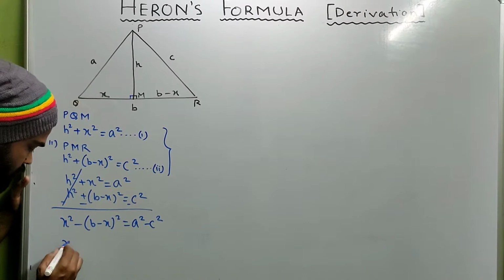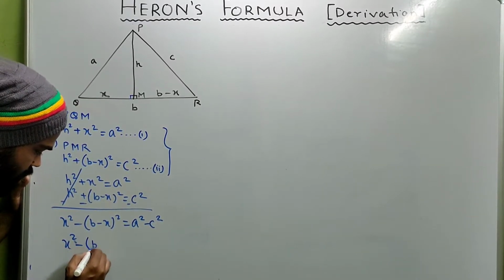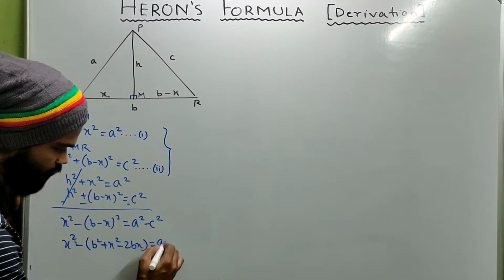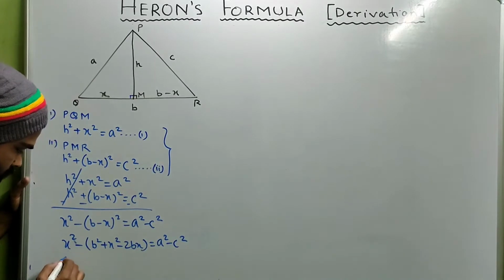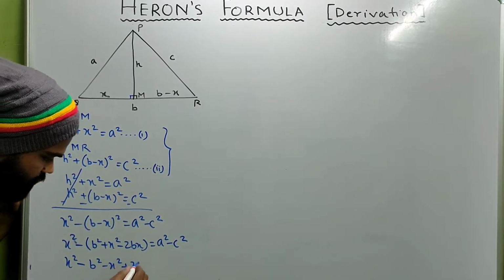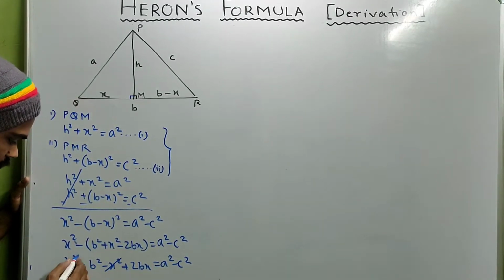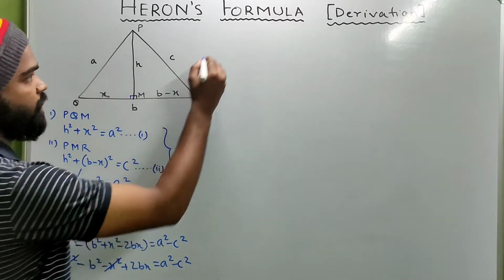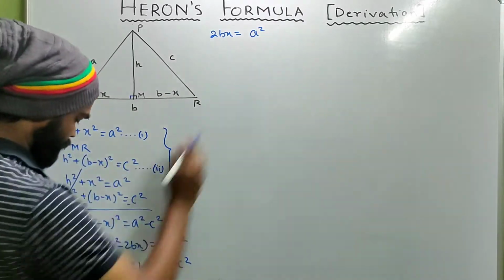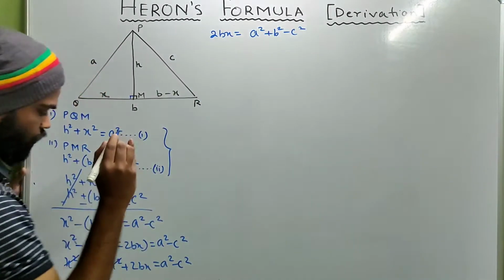I'll just open the bracket. So this is x square minus (b square plus x square minus 2bx) equals a square minus c square. Just changing the sign, look carefully. x square cancels out. Then 2bx is equal to a square, and this goes over there and becomes plus b square minus c square.